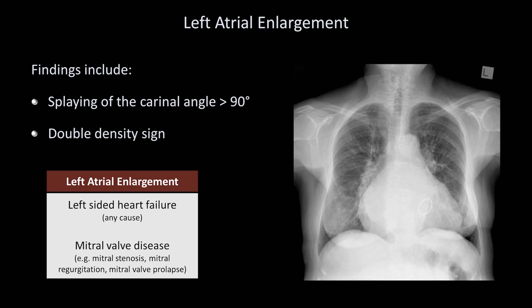While the overall size of the heart is enlarged, suggesting the presence of heart failure, assuming this is a PA film, there's another important finding. It is this round structure right here. What is that? It's the ring of a mitral valve replacement. So this patient has had some form of mitral valve disease that at least contributed to the enlarged left atrium.